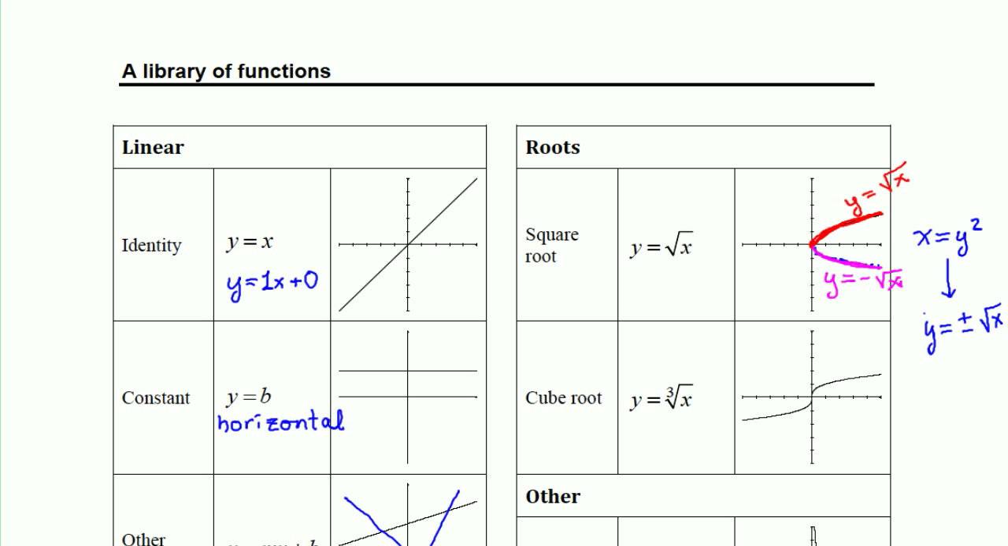Just understanding where this graph comes from helps us to remember what it looks like and to understand that shape a little bit better. A square root graph is just a parabola lying on its side instead of oriented up or down, and we only have half of it because we only have the principal square root. We don't also have the negative square root.